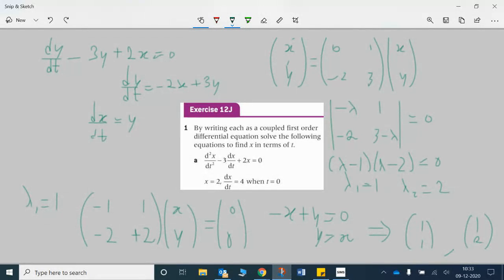Okay, so I'm going to get rid of everything on the page here. Obviously, you can go back in the video if you need it. We've done now what we needed to do to find the eigenvalues and the eigenvectors. So we've got 1 and 2, and (1, 1) and (1, 2).